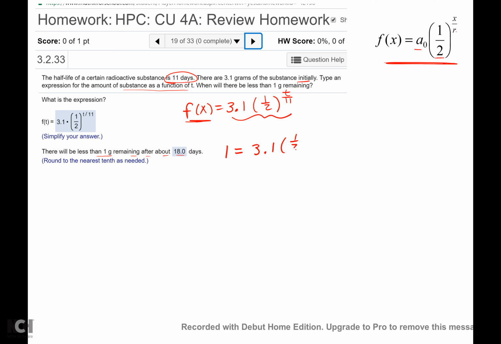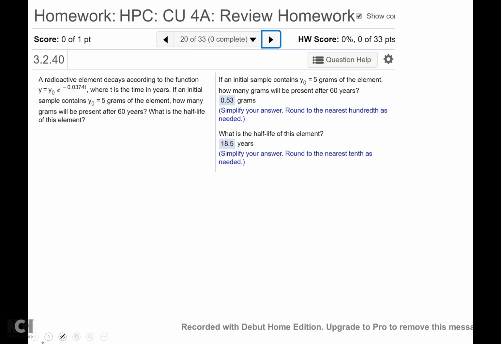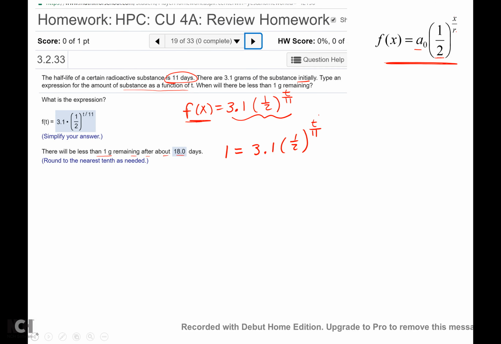3.1 times 1/2 to the t over 11. We can't solve this using algebra yet because my exponent is a variable. So, dang it, we have to graph.